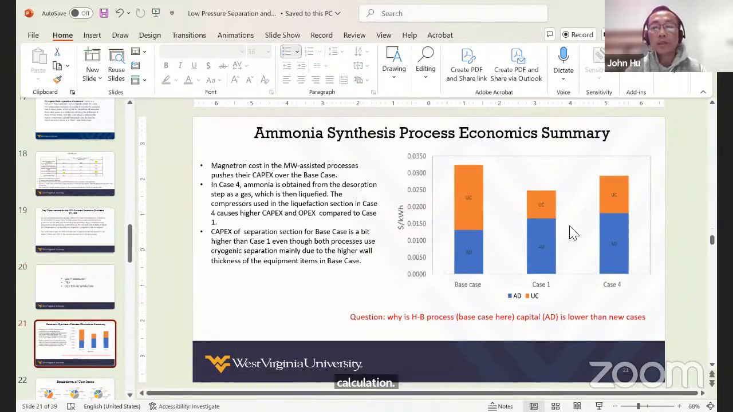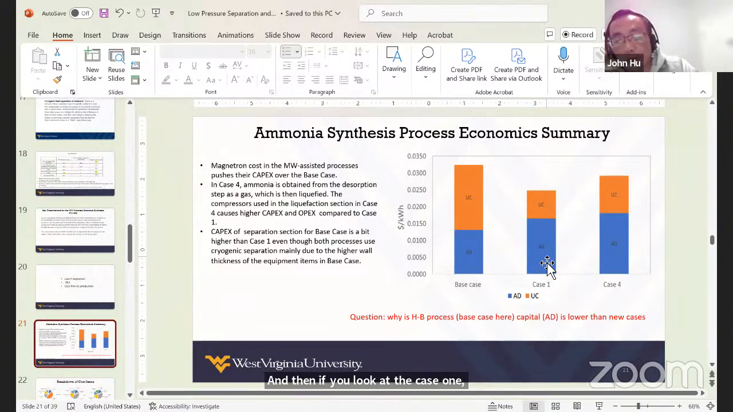Anyway, yesterday we showed the result. There are different cases, and all the cases are related to the baseline, the Haber-Bosch process, which is the baseline. If you look at case 1 and case 4, case 1 is the microwave production using the low pressure separation. Case 4 is the thermal swing ammonia separation, also using microwave. So case 1 and case 4 both are low pressure microwave followed by low pressure separation. And compared to the baseline, which is Haber-Bosch, the savings are in the utility cost, which is the operating cost.